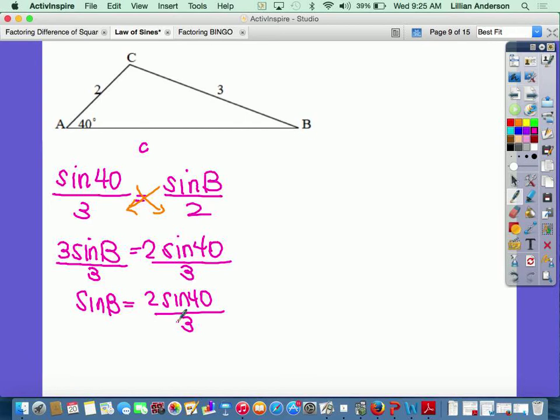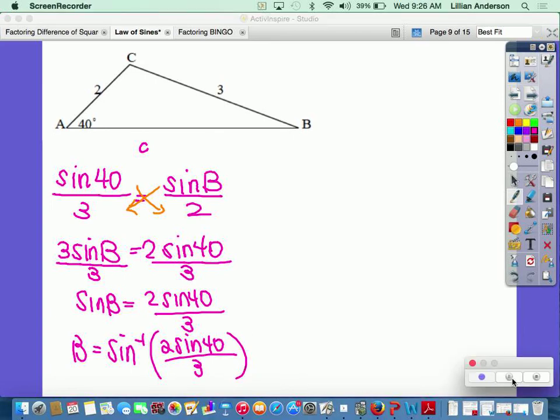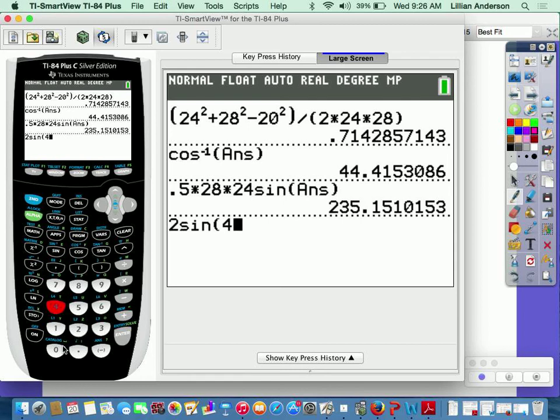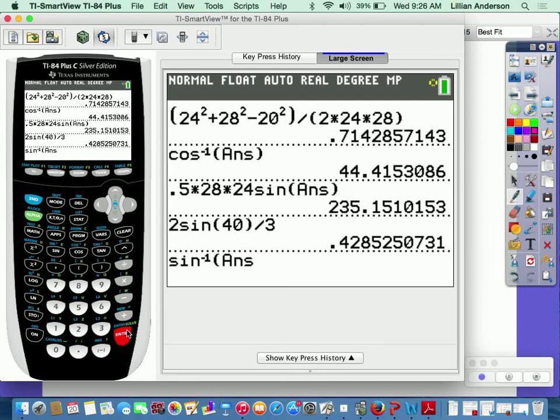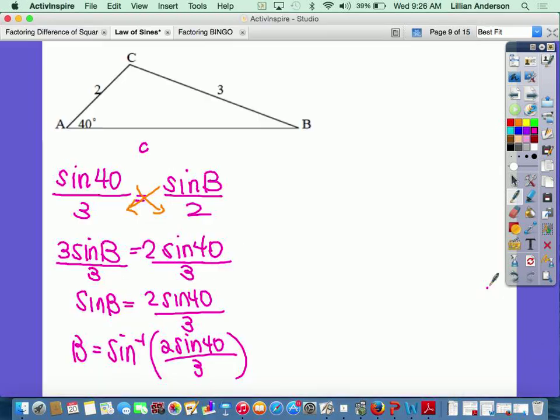But then to find B, I'm going to do what? The inverse of sine. I'm going to take the inverse of that number. So when I type in 2 sine 40 and divide by 3, I'm going to take the sine inverse of it. 2 sine 40 divided by 3, sine inverse. Bam, 25.37. So this angle B is 25.37.